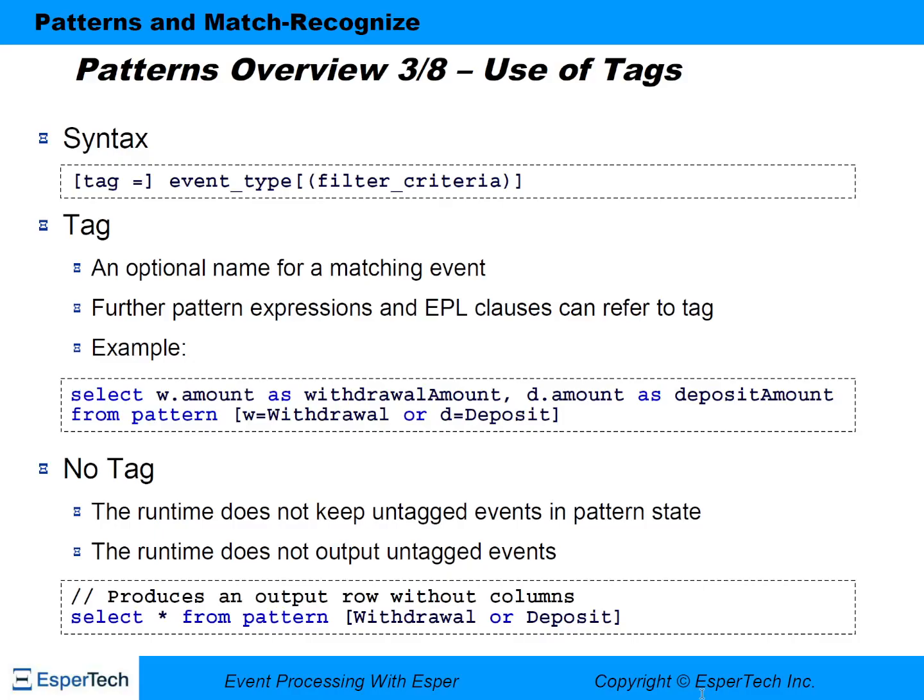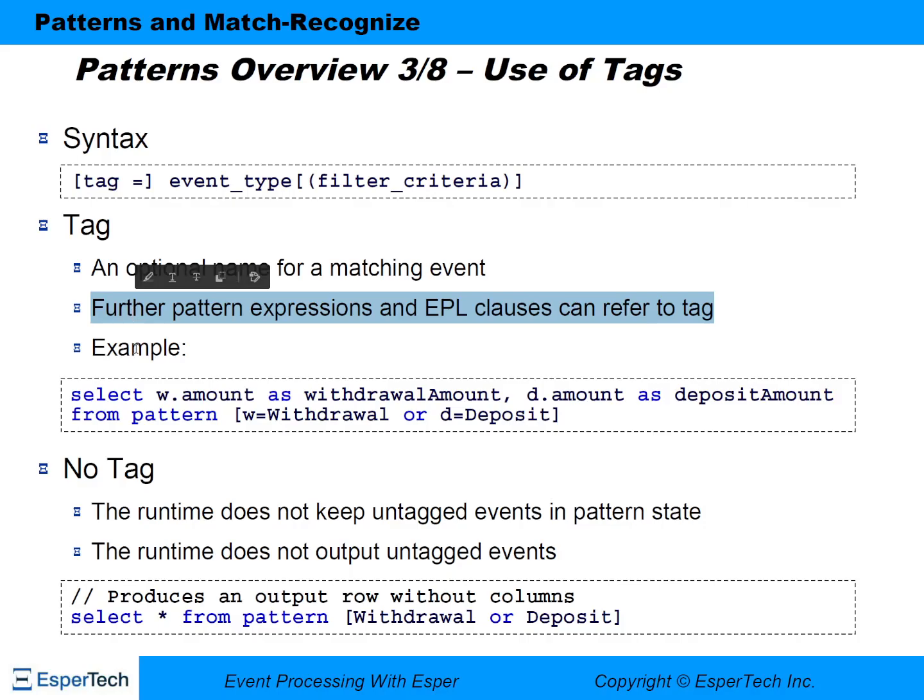Let's talk about tags. Tags are a name that you can assign to a matching event. Tags are optional. It is not necessary to assign a tag to an event. The syntax starts with the tag name. After the tag name is the equals character. After that is the event type name and the optional filter expressions. The tag is an optional name for a matching event. The tag name can then be used by other pattern expressions and in EPL clauses such as the select clause.